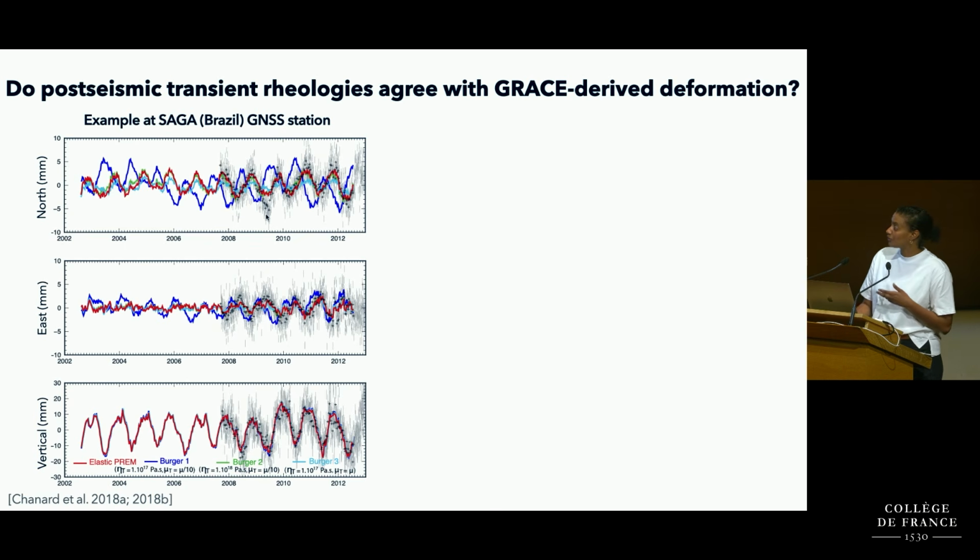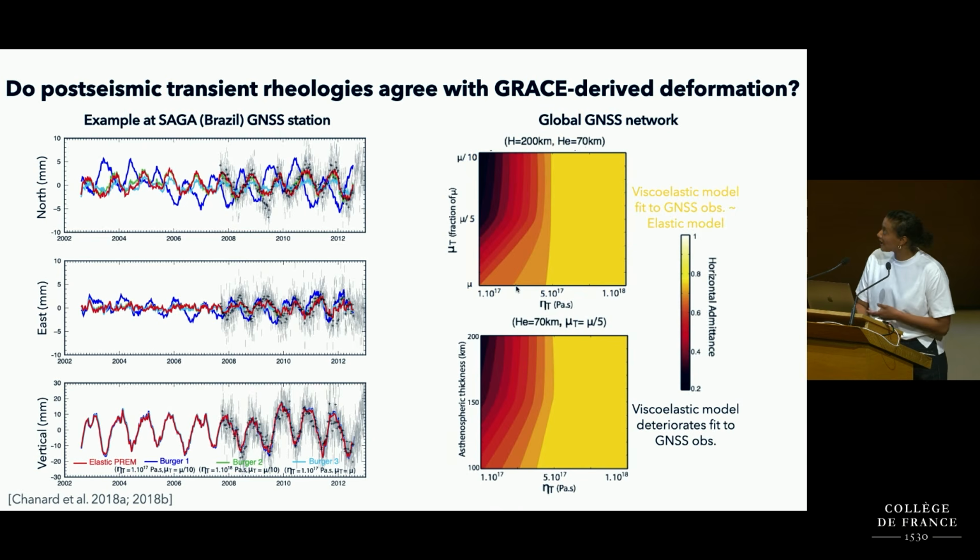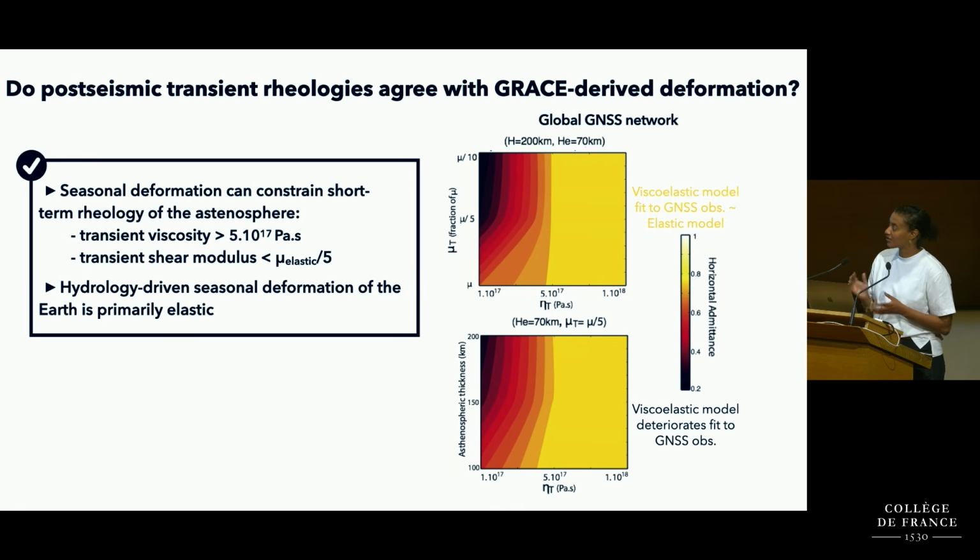And so we can look at this at large scale as well, using a global network of GNSS stations, and looking at whether adding viscoelastic deformation compared to the elastic deformation is going to help us improve the seasonal model or deteriorate it. And what we find is that usually it deteriorates the model, and so at seasonal timescale for hydrological loading of the Earth, a purely elastic model of the Earth is pretty accurate.